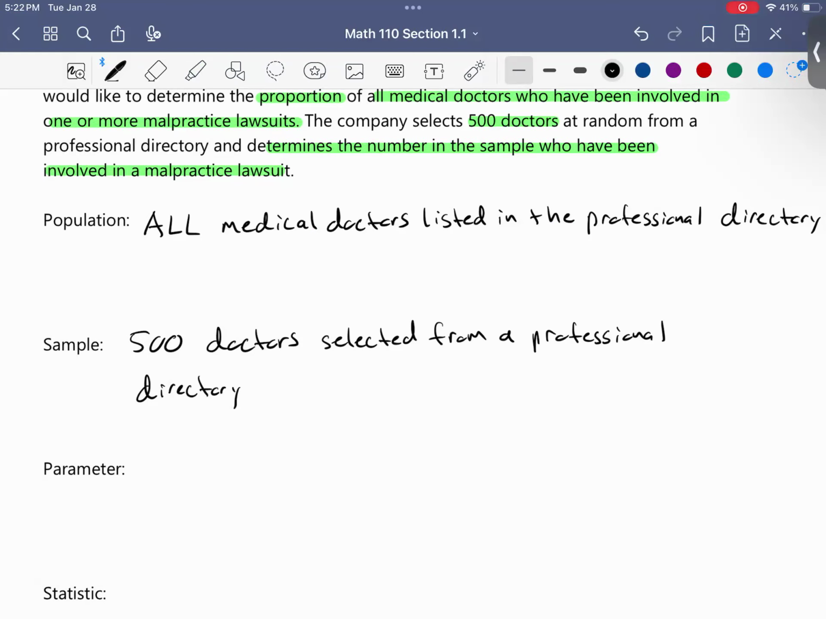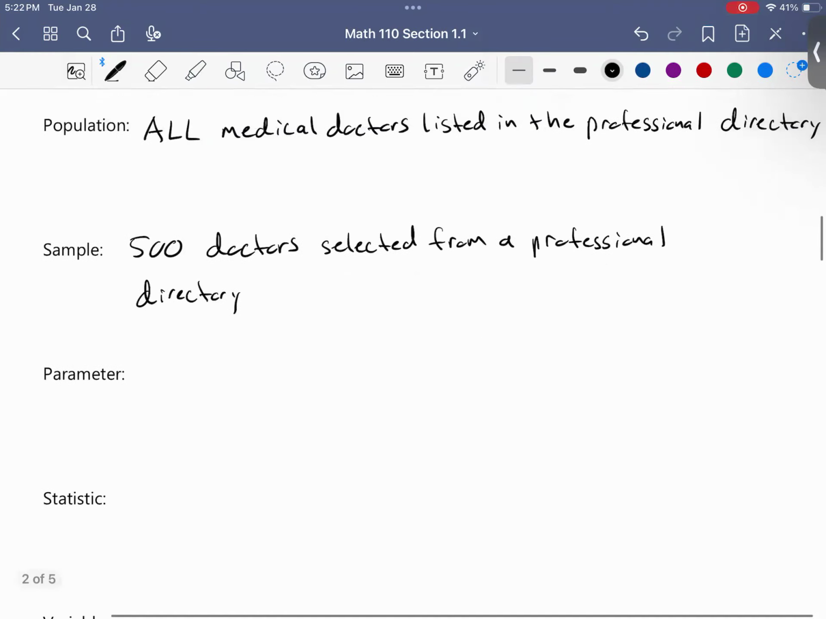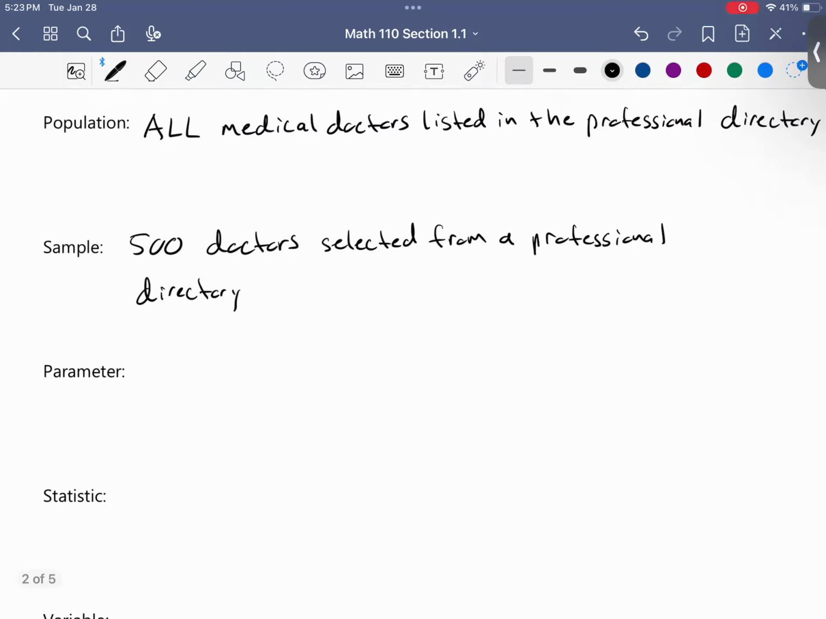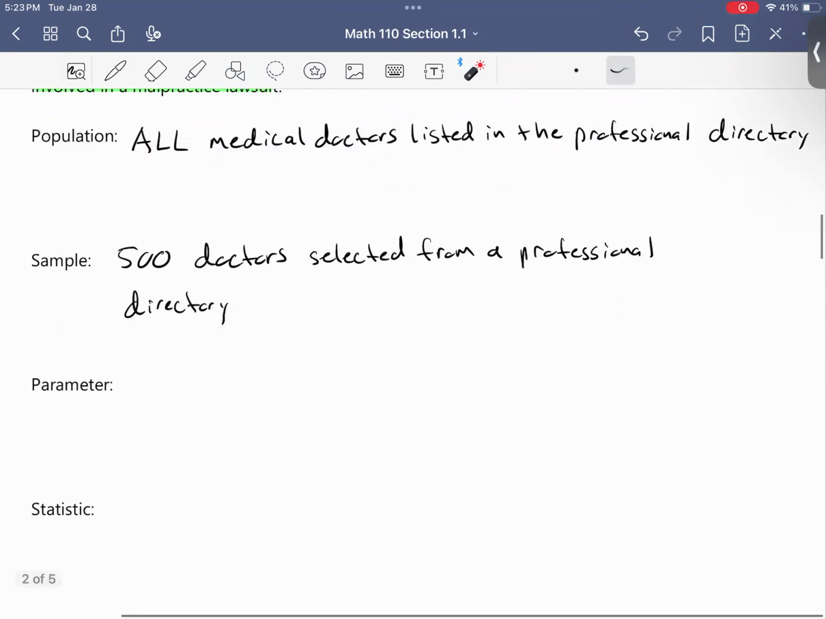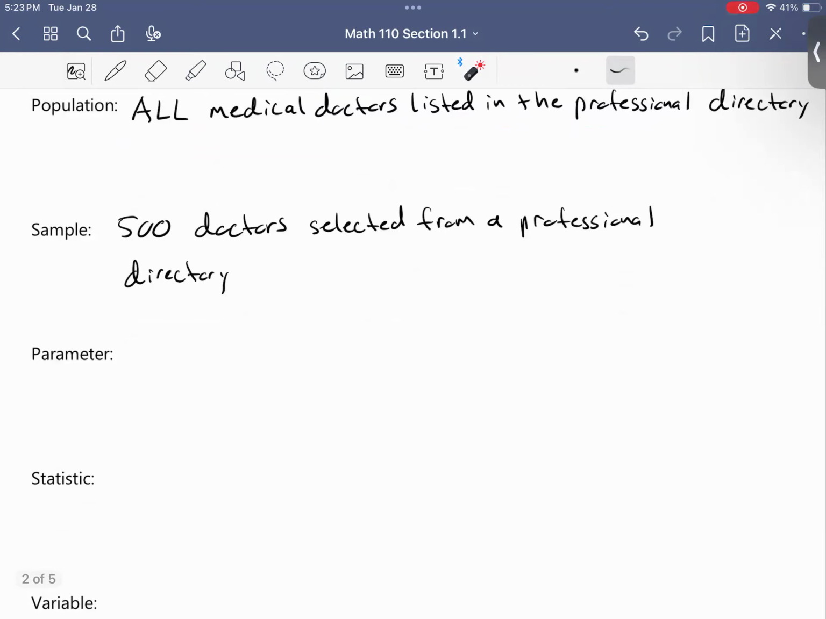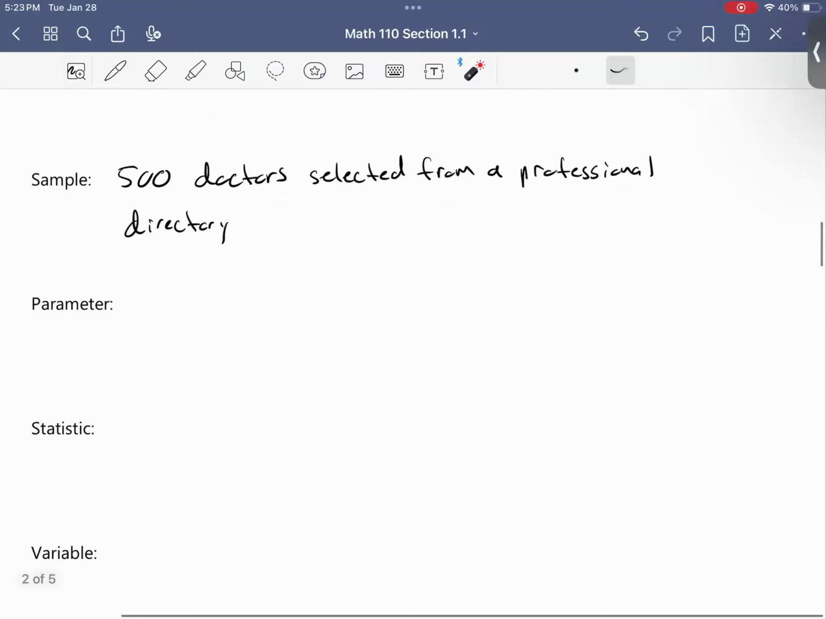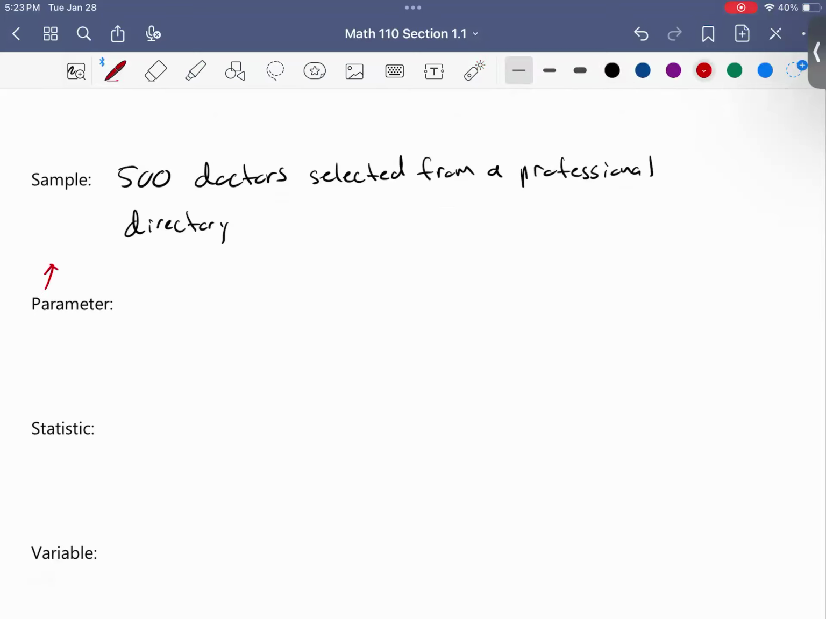Okay, so recall parameter and statistic are discussing a type of calculation. And the type of calculation we are doing in this question is a proportion. So what we want to know for parameter is the proportion of these doctors who have been involved in these malpractice lawsuits. And remember, parameter goes with population, and statistic goes with sample.